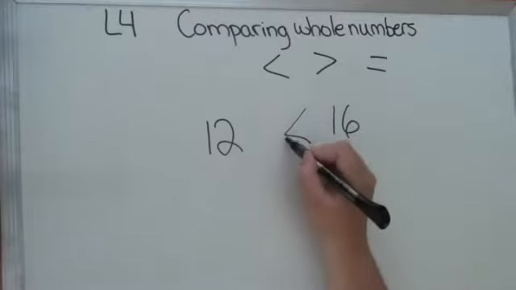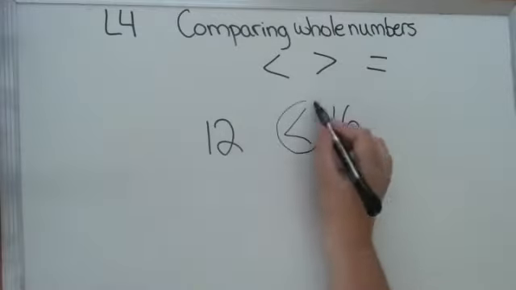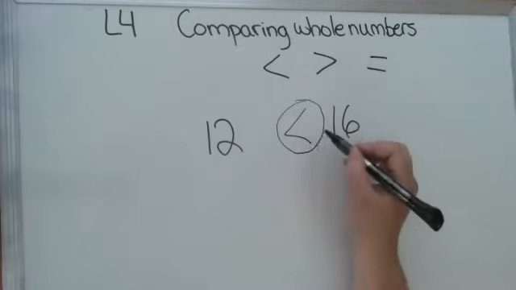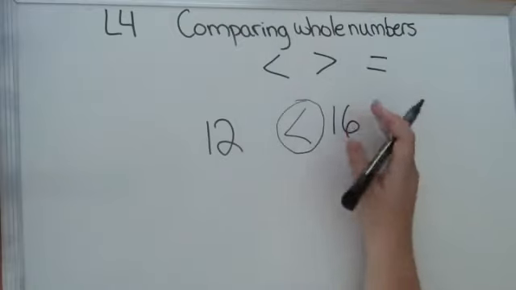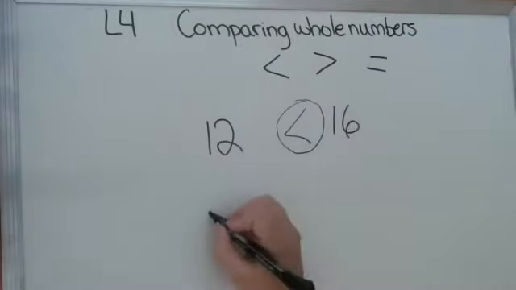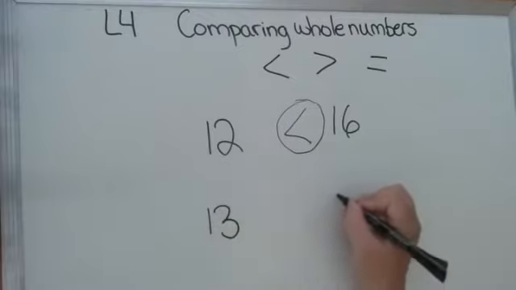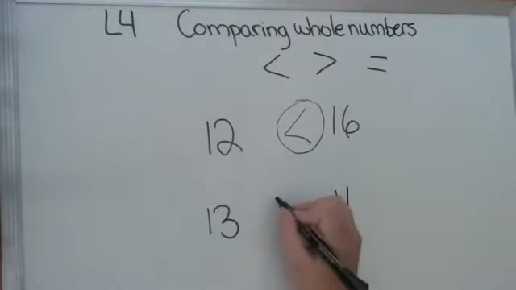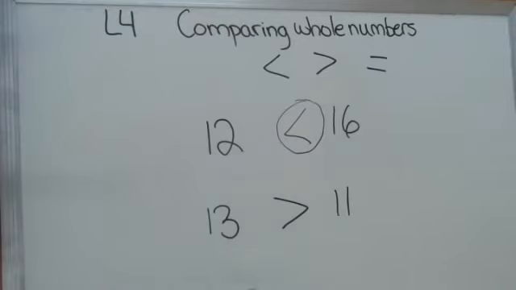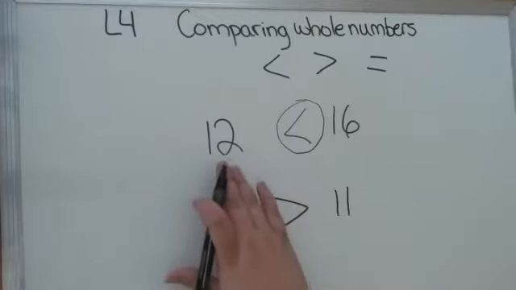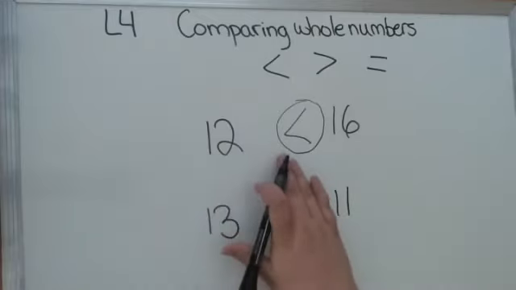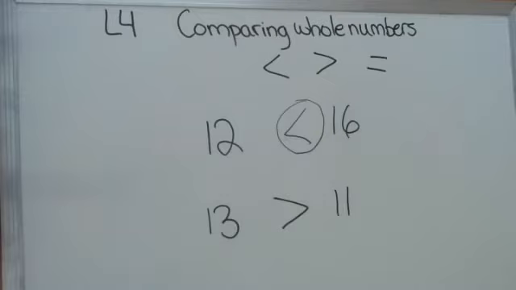The reason I say that is because this symbol tells you whether you're saying less than or greater than. If I had the symbol this way around and it said 13 compared to 11, and it was this way, this would be read 13 is greater than 11. This one is read 12 is less than 16. Depending on which way the symbol is flipped, depends on how you say it.